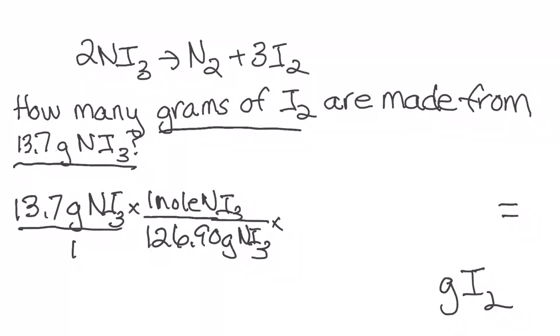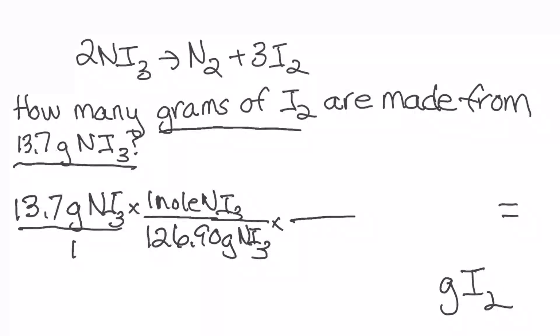So now I have moles of nitrogen triiodide, but I want grams of iodine. So I need to keep going until I get to grams of iodine. So what can I use next? Well, I just used the periodic table. Do I need Avogadro's number? No, there's no mention of number of atoms or number of molecules. And I've already used the periodic table.